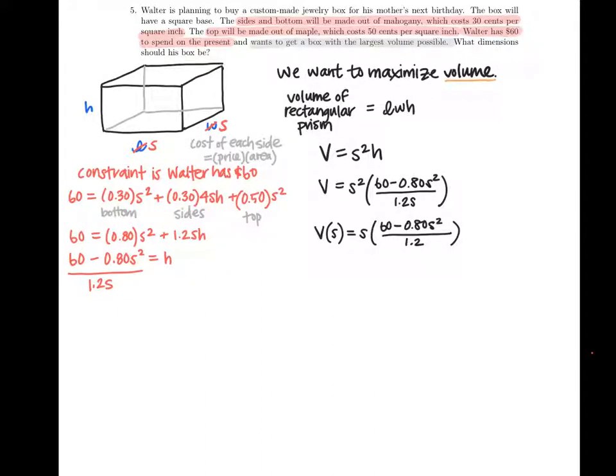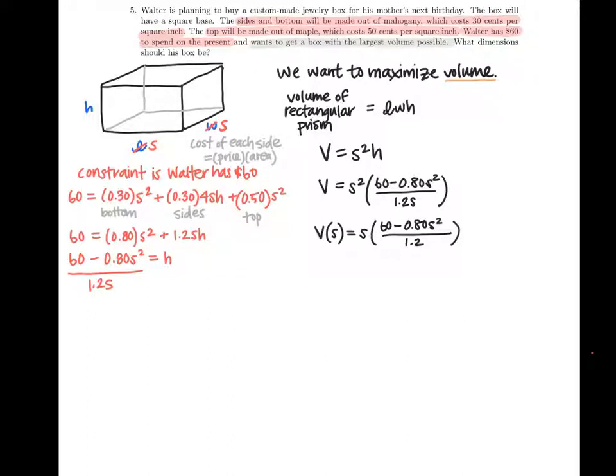I took my constraint, solved for H, then plugged that back in for H over here into our original volume function. So I'm updating the function we're trying to maximize with the information from the constraint. I took an opportunity to divide out one of the factors of S here, so now I have this. And we want to take a moment before we go into the analysis of this to determine the domain.